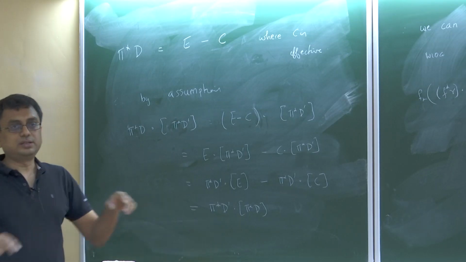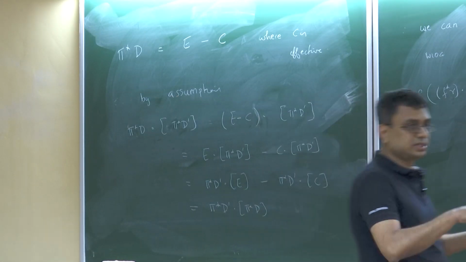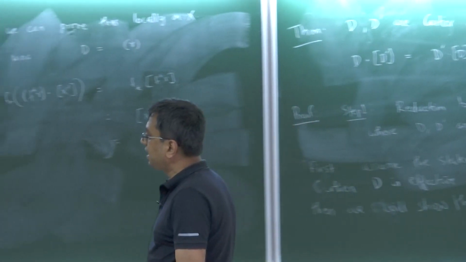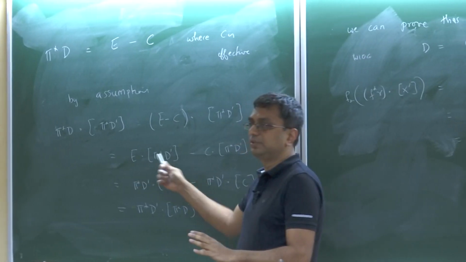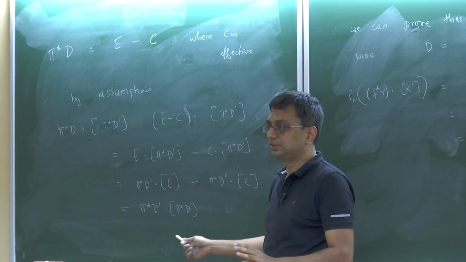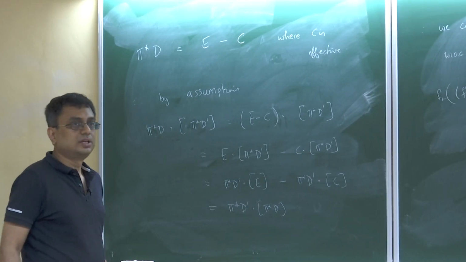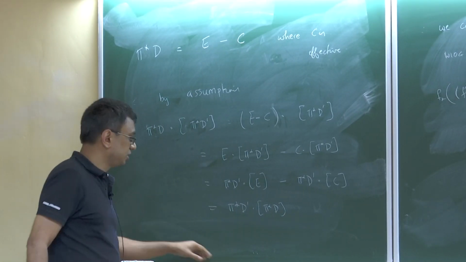It is just using the fact that this dot operation distributes over addition in both variables, and I know that it commutes when one of them is effective. So this is just following that. Okay, so I get this equal to this. Now I am going to push forward and use the projection formula.